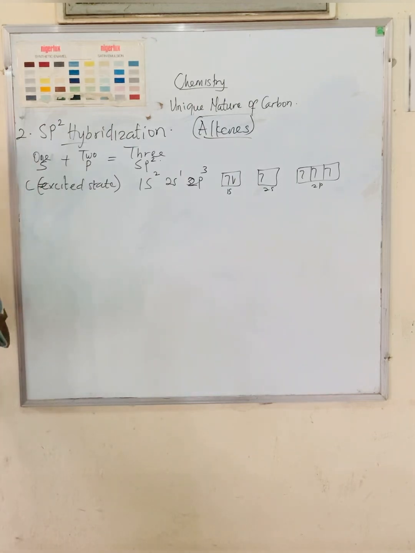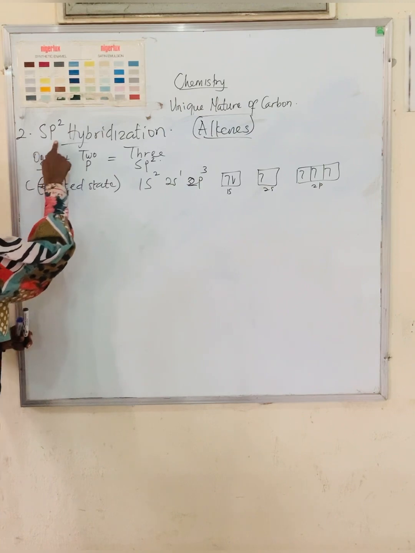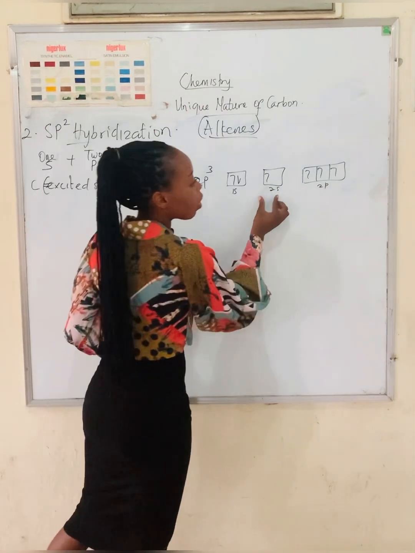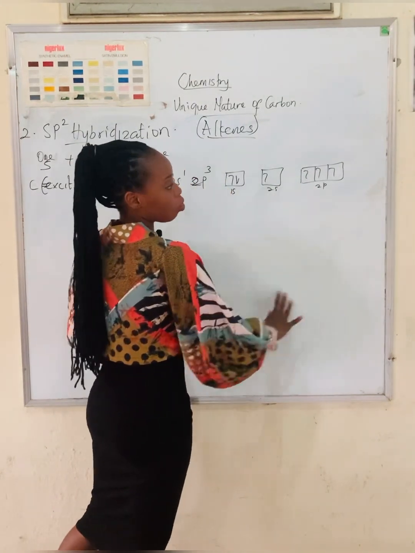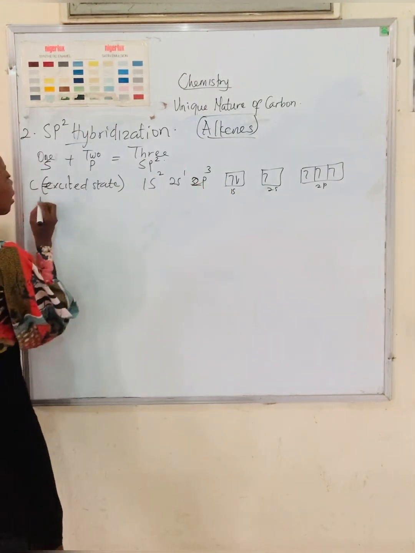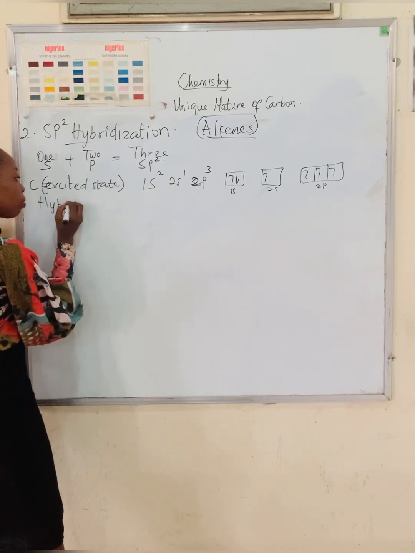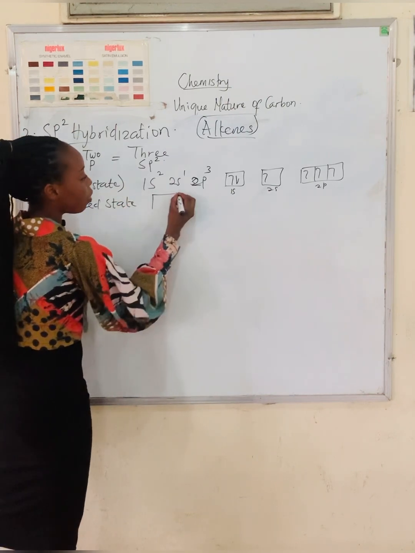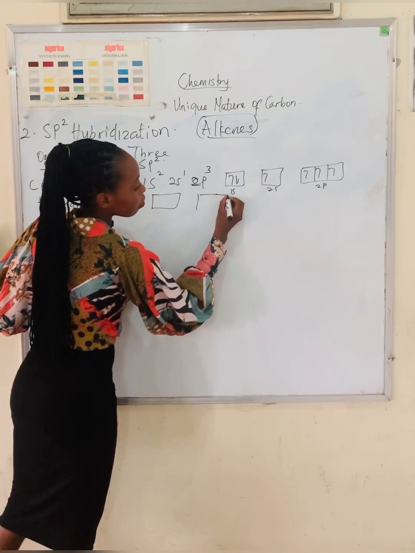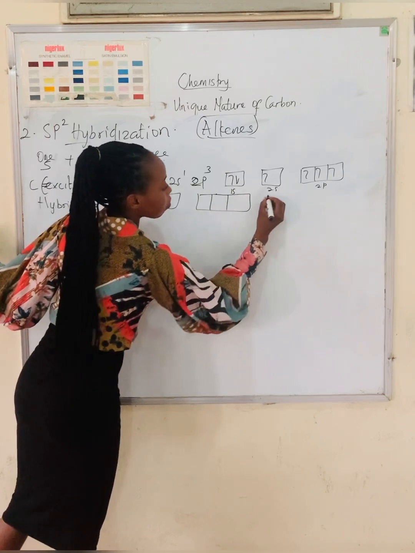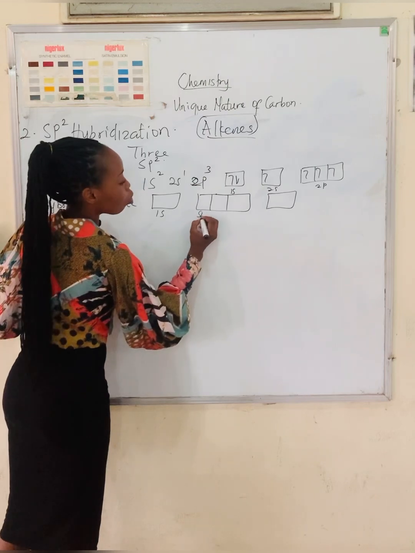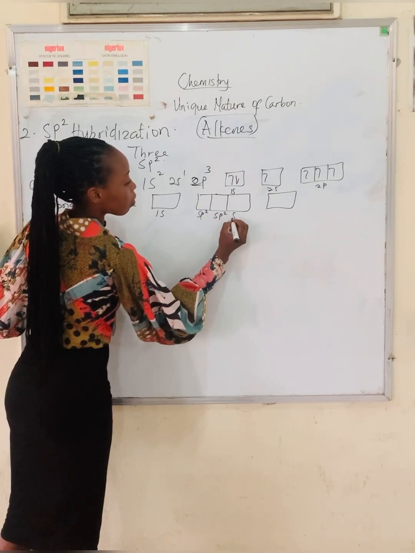So for the hybridized state, it will be different because this time around we are dealing with SP2 hybridization. That means that we need one S and two p orbitals. So this is one S, and we need two of these three p orbitals. So that means we have one left. So the hybridized state in SP2 hybridization will be, we have our one S, and these are the SP2 hybrid orbitals that we are forming.